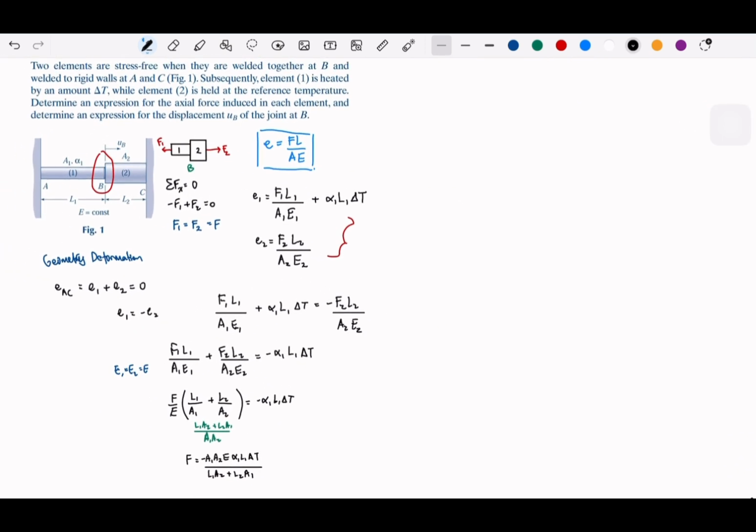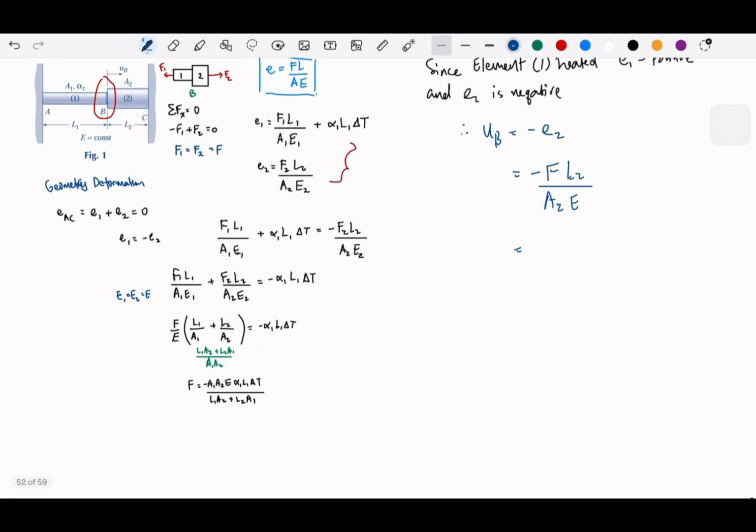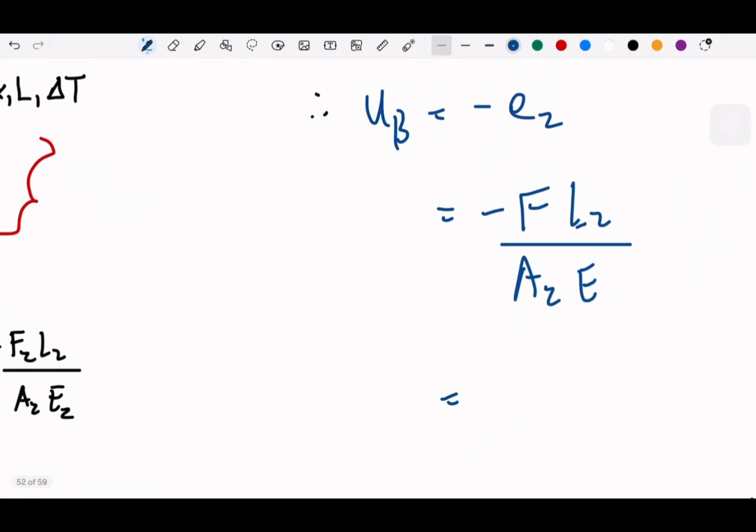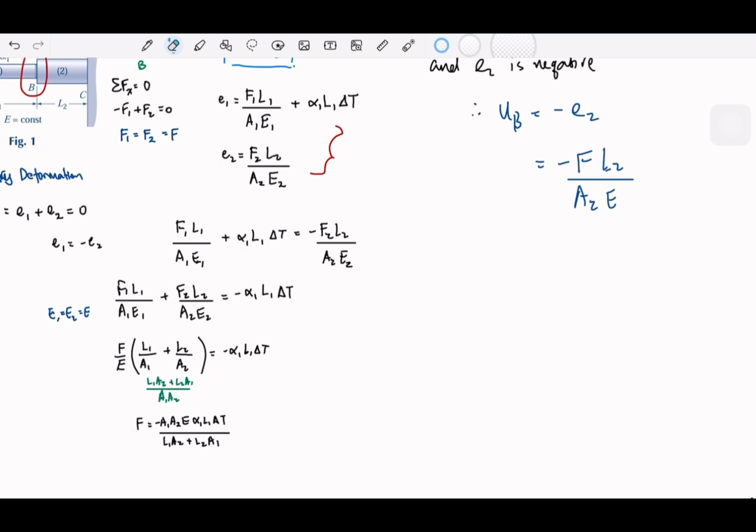So since element 1 is heated, we know that E1 should be positive and E2 is negative. Then the conclusion here is UB is negative E2. So we can input all the expressions: negative F L2 over A2 E, or we can substitute this F here. But I will just write this, okay? So you get the solutions.